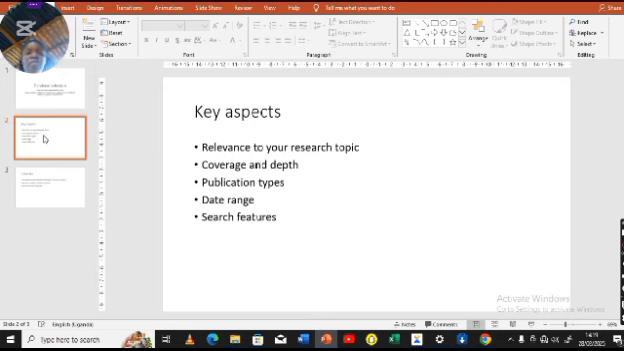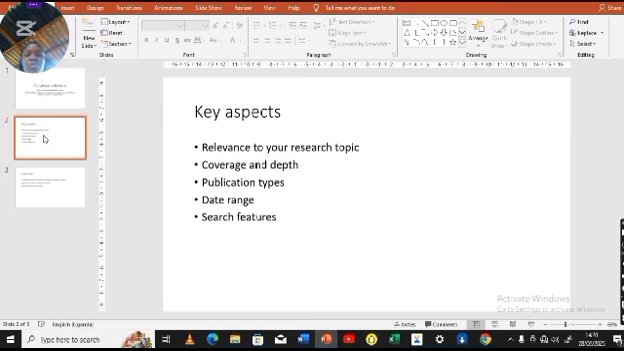When you talk about relevance to your research topic, we mean ensure the database primarily covers publications related to your research area, whether it's a specific discipline like medicine or business, or it is interdisciplinary, meaning maybe it is broader. When you talk about coverage and depth, we mean evaluate the database's comprehensiveness in terms of the number of publications included and the range of journals or sources indexed within your field or research topic.